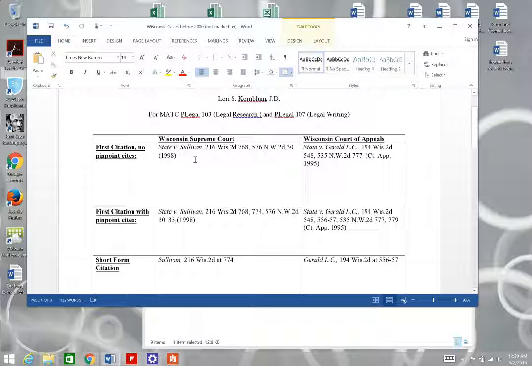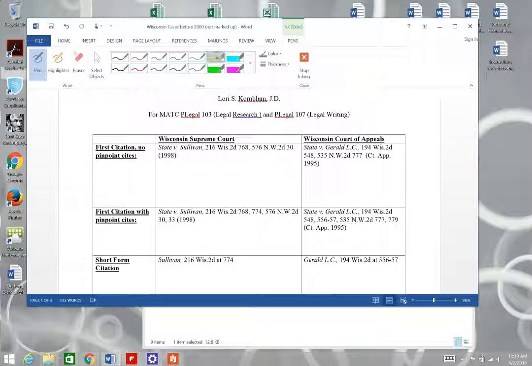So for official citation format using parallel citations, you always start with the case name. In this case, we have two criminal cases, State versus Sullivan, and State versus Gerald L.C. These are two fairly well-known cases in Wisconsin. The case names are always italicized or underlined. We then go to the official Wisconsin citator, which is Callahan's Wisconsin. Right now they're on the second series, Wisconsin Second. That always goes first.